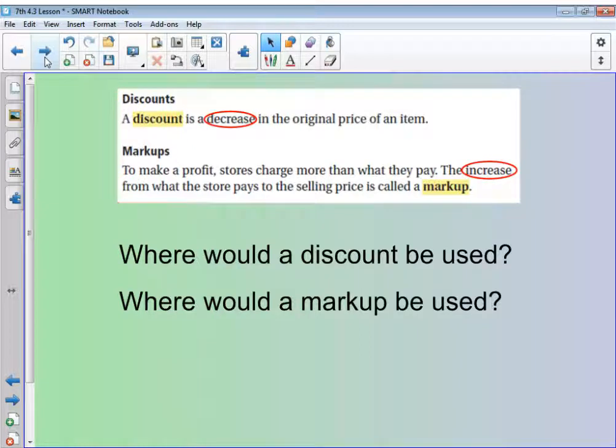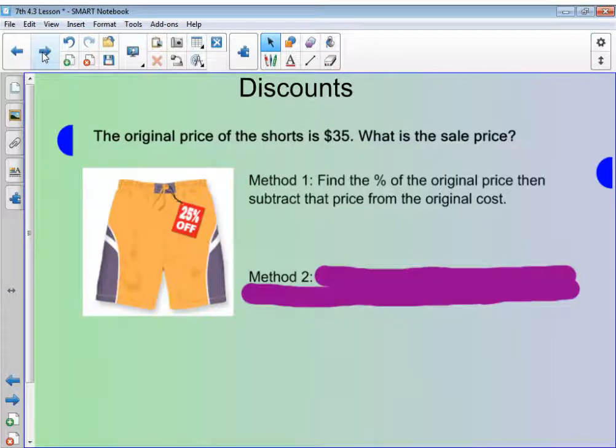A markup is what you use to make a profit. So for example, stores, when they buy something, they mark up how much they're going to sell it for so that they're making a profit. They'll pay a certain amount for the product, and then they mark it up so much so that they can make a profit. A markup is going to be an increase from what the store pays to the selling price, okay? All right, so we're going to go ahead and work with some real world scenarios.